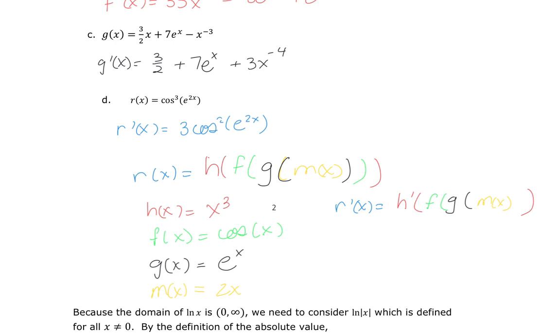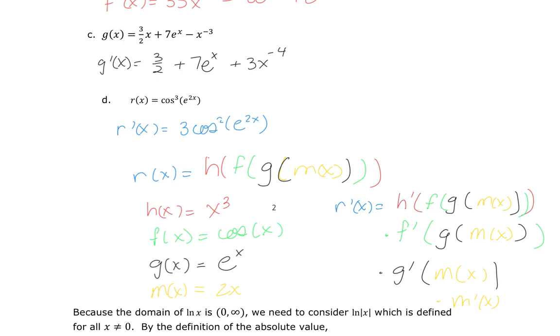Getting all my colors in here correctly. I know there's a lot going on. Then it would be multiplied by f prime evaluated at g of m of x. Then that gets multiplied by g prime evaluated at m of x. And then that gets multiplied by m prime of x.